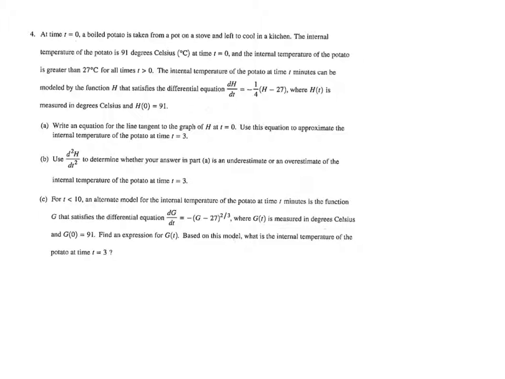Next thing you have here for part C, in this case, they say here is an alternate model, and you're still subject to the same initial condition, that G of 0 is 91. They want you to actually find the expression for G. So what you're going to have to do on this one is take this and solve it for G, and then, using that initial condition, determine all constants and give me a function. So make sure you go through and solve it, okay?